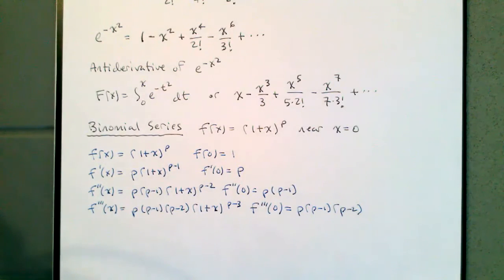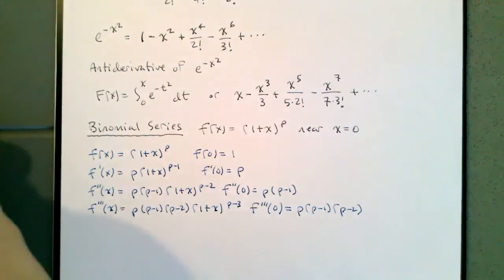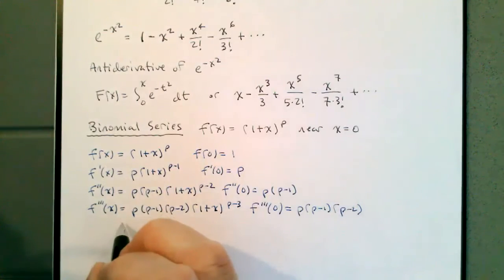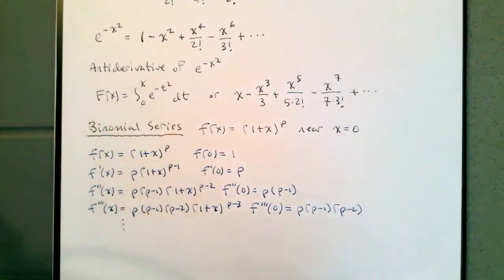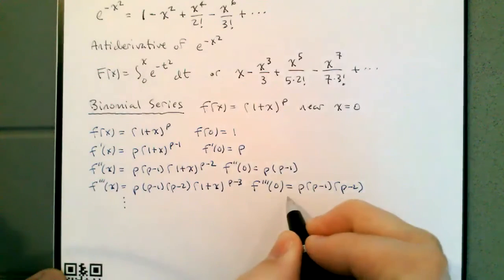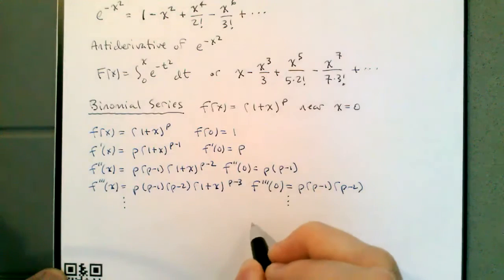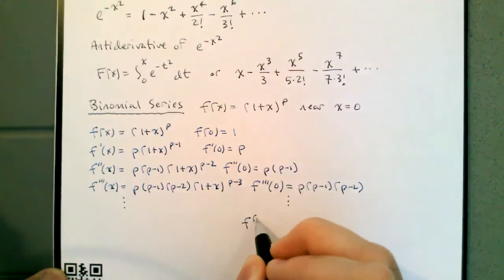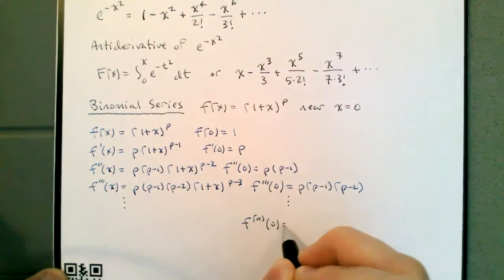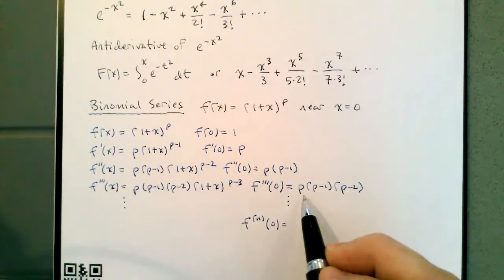Also, it's different than factorials because p can be whatever we want it to be. So if we continue on this pattern, we can see what the nth derivative is going to be. Actually, I only care about what's going on in the constants. The nth derivative is going to be the first n factors of p factorial.